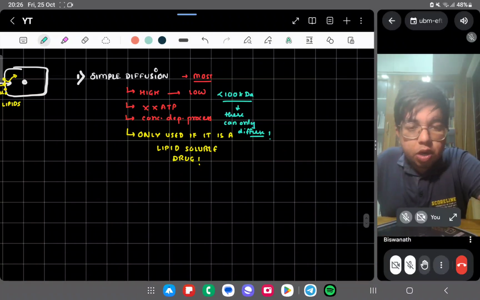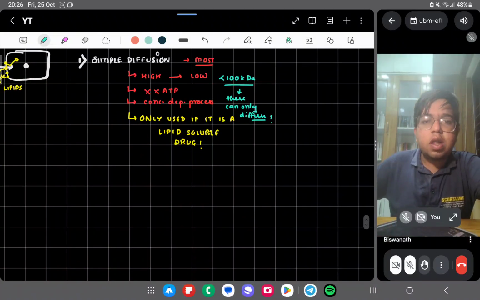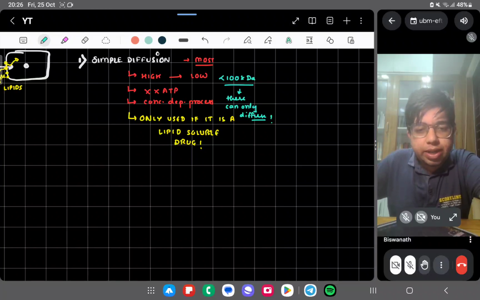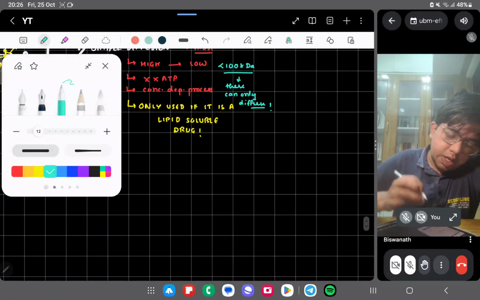So what are the lipid soluble drugs? All the corticosteroids, right? All the drugs which have a lipid component, all the prednisolone, all the corticosteroids, right? You can just state testosterone, estrogen, all that. Yeah, simple diffusion is done.